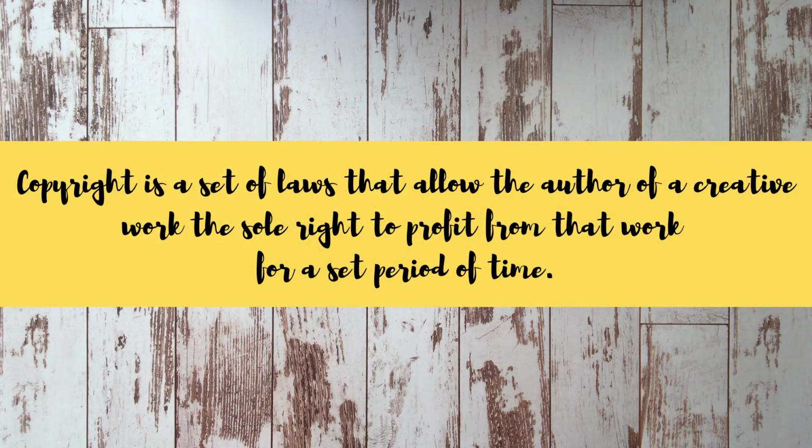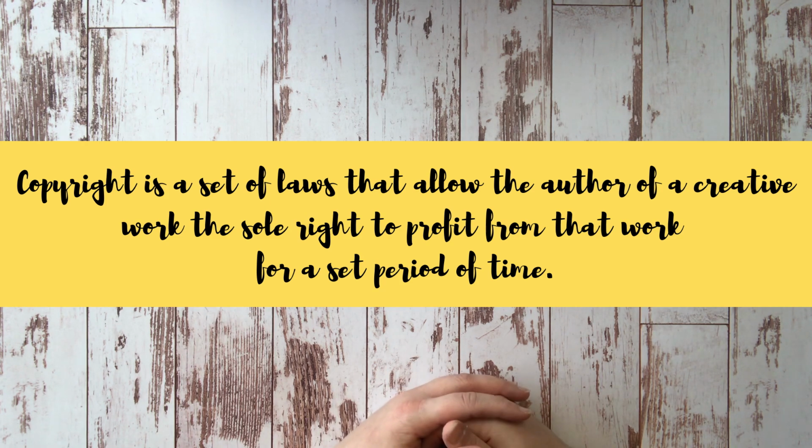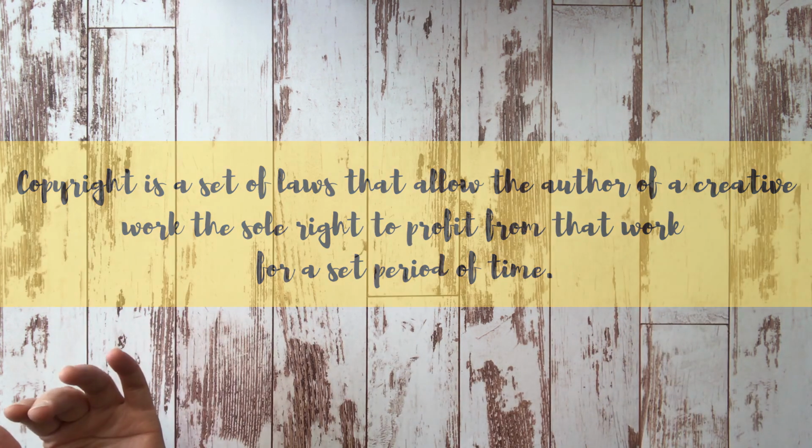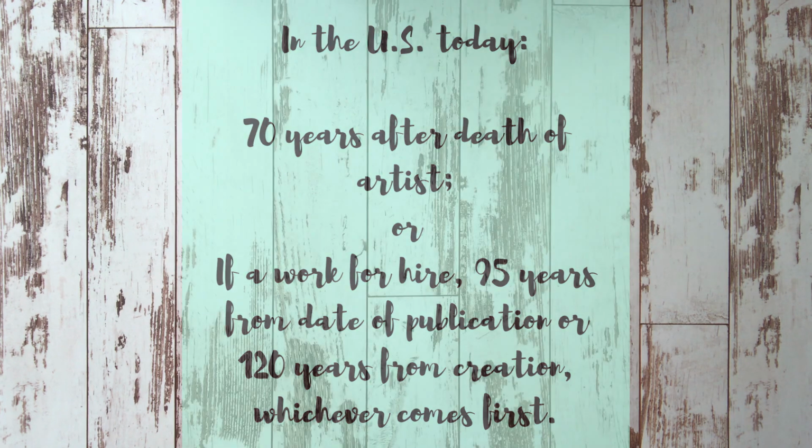So what is copyright? Copyright is basically a principle that allows the author of a creative work the sole legal right to make money on that work for a period of time. Now, this period of time varies between countries, but here in the US where I live, the current term of copyright is 70 years after the death of the author, or if you've created a work for hire, it's 95 years from the date of publication, or 120 years from the date of creation, whichever comes first.